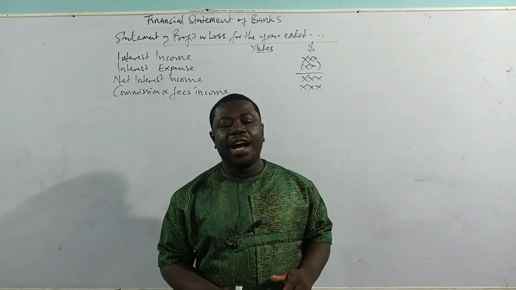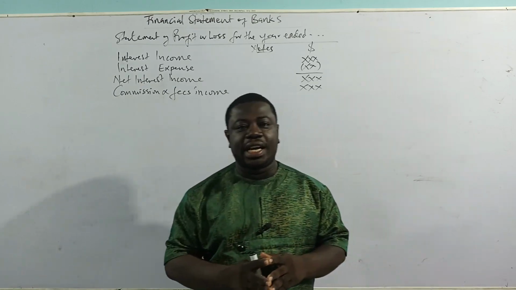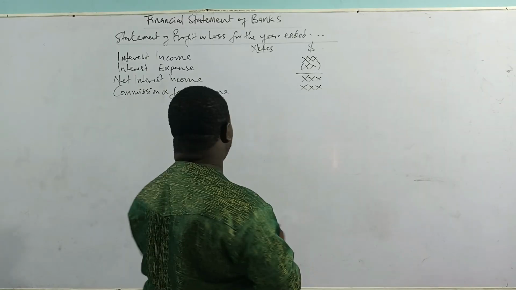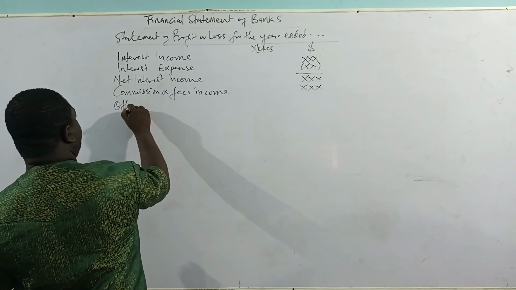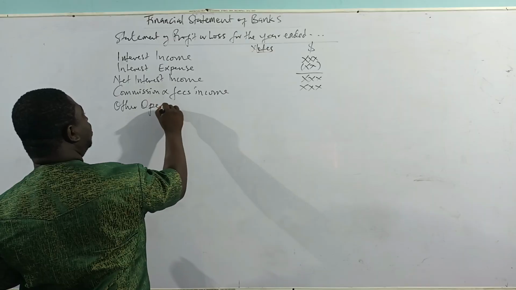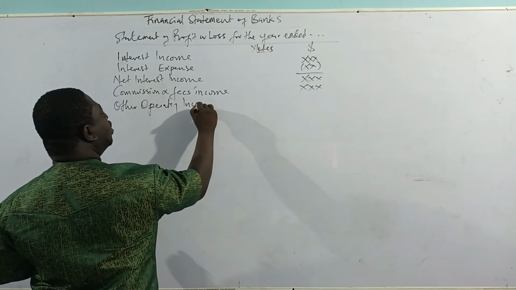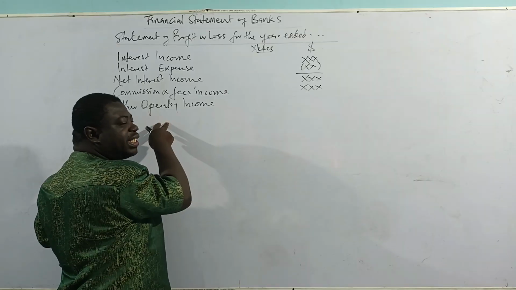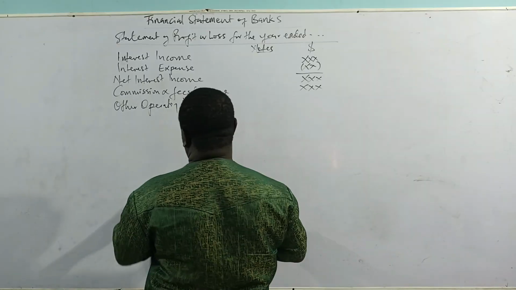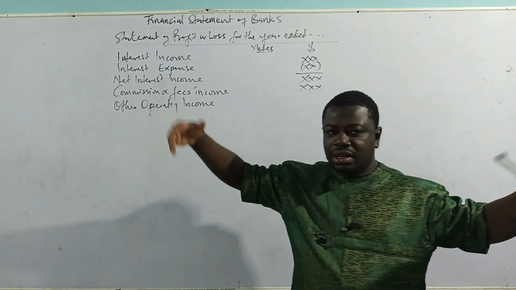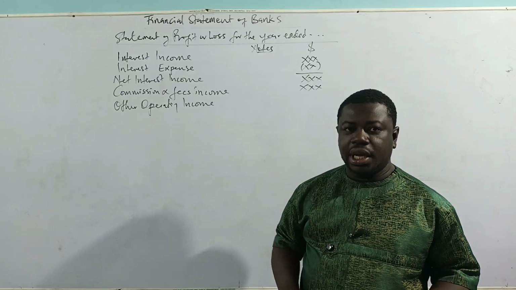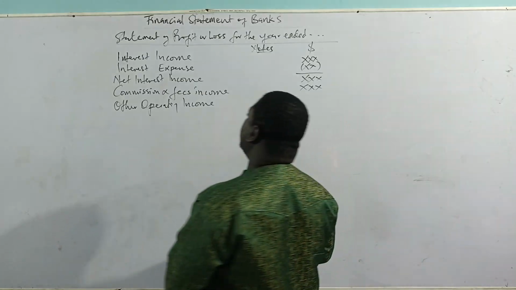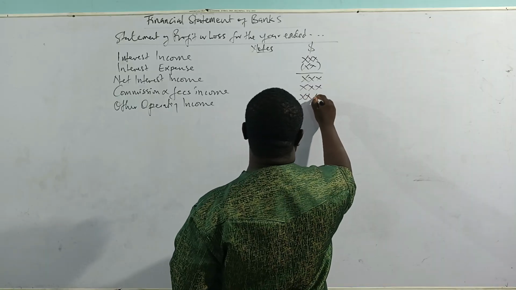Now, after we've added the commission and fees income, we look to see if there is any other income that we have. So we'll say other operating income. Now, remember that here I said other operating income. Be mindful because some incomes are not really related to operating. And then we are going to see some of those when we start solving questions. So other operating income will be added.